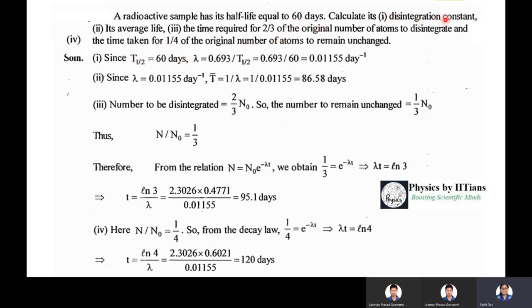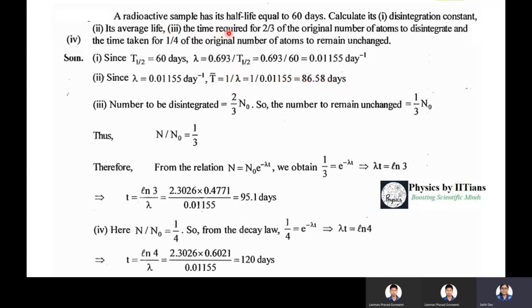What is the disintegration constant? That is lambda. So lambda equals 0.693 divided by T half, so 0.693 divided by 60, that is 0.01155 per day. Okay. What is its average life? With lambda equal to 0.01155 per day, T average equals 1 by lambda, which is 86.58 days.